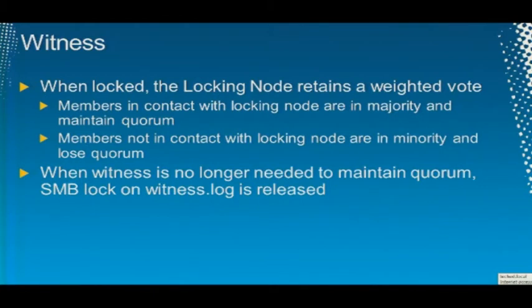And of course, once more members come back up and the solution is being restored to full strength, if you will, and the witness is no longer needed, that SMB lock is released just in case another failure happens and we need to lock it again. We release it right away to make it available. We don't have lock contention that way. And then the solution's back up and running and we don't need the witness for quorum again.